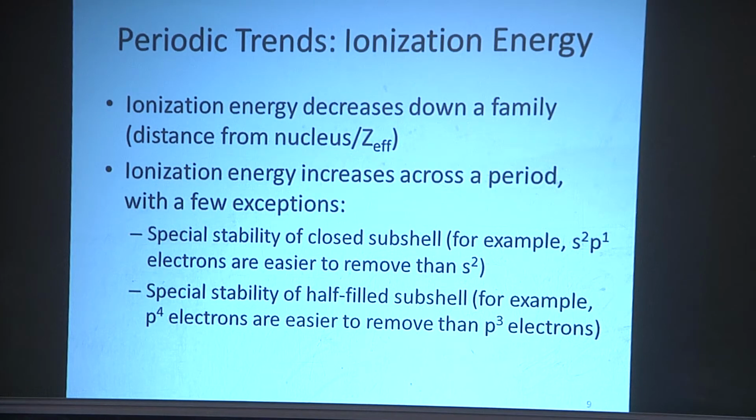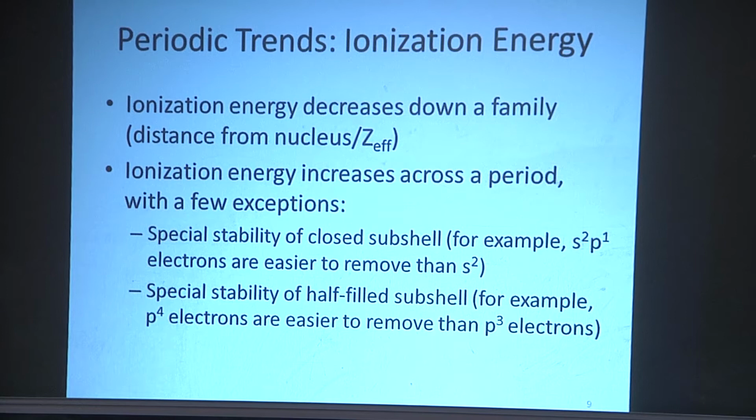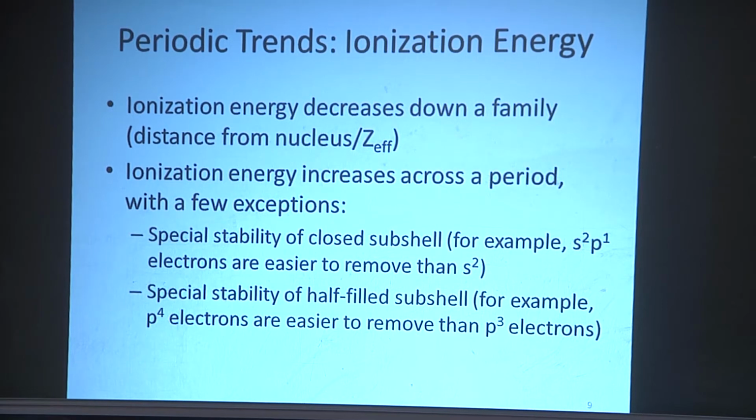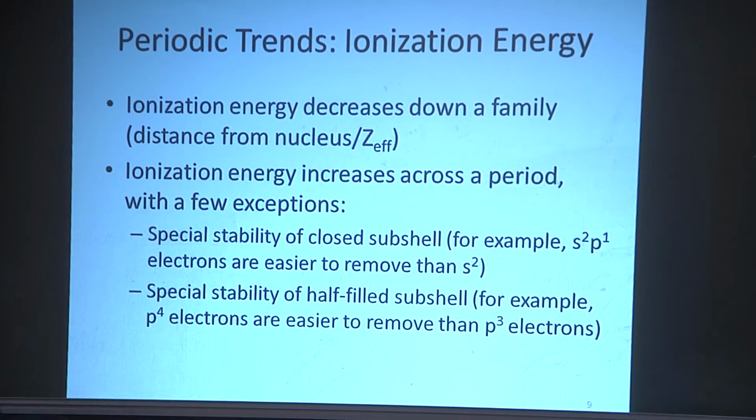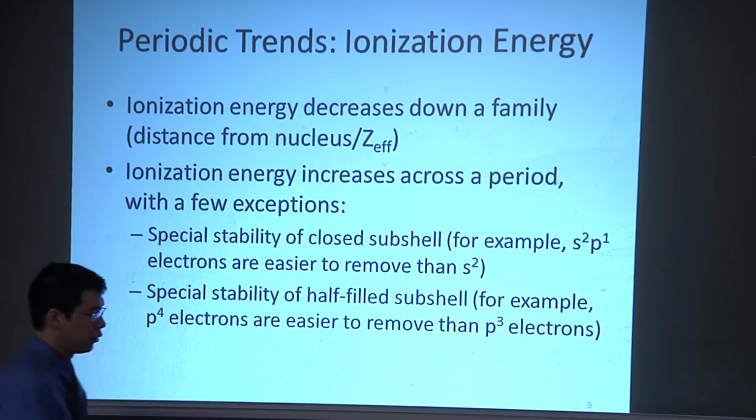One is as you go down the column, n increases. Right? As n increases, your distance from the nucleus increases. And so you're already further from the nucleus. It's going to be easier to grab you away. But also we have another argument that has to do with shielding, or Z effective. As you get further from the nucleus, you get more and more layers of core electrons. And as you get those more and more layers of core electrons, you get more shielding of the nuclear charge, so the valence electrons are not as tightly held. So as you go down a family, electrons are held less tightly.